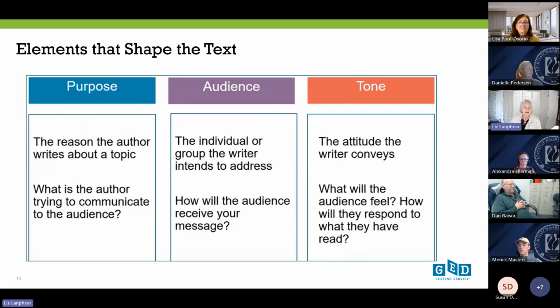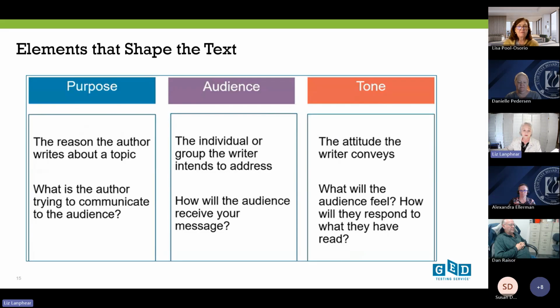Some other things that you need to look at in that close reading perspective is the elements that shape the text, which would be purpose, audience, and tone. What is the author trying to communicate? How will the audience receive that message? And then what will the audience feel and how will they respond to what they've read?